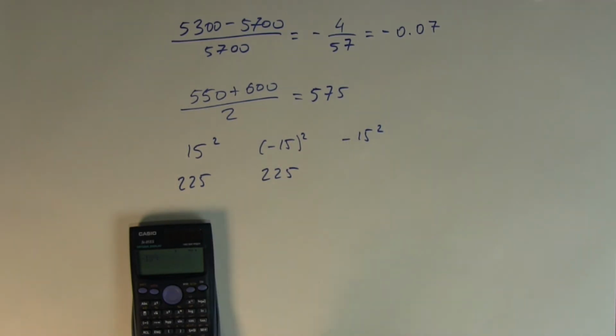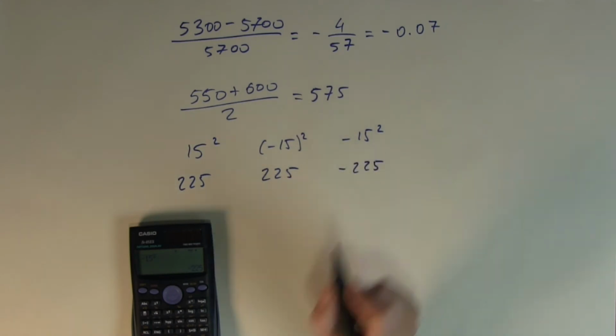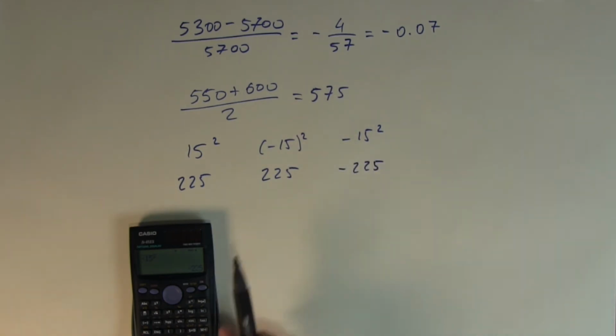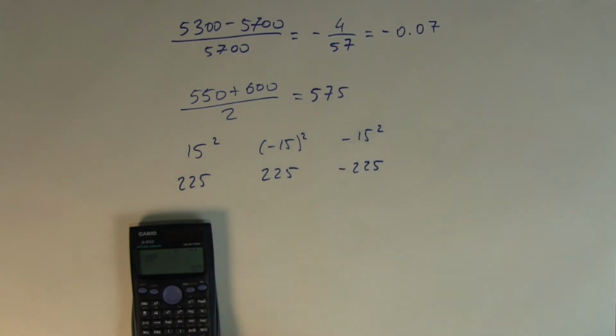Now let's see what the calculator says. And yes, indeed, it's minus 225. So be aware that just by placing brackets into different places, I might alter the final amount. So watch out for brackets.